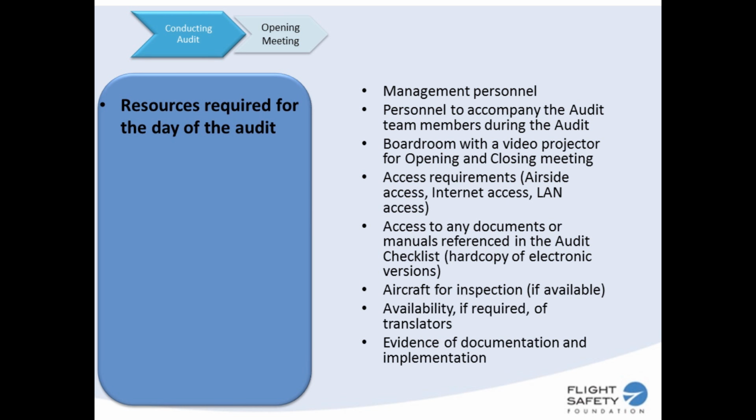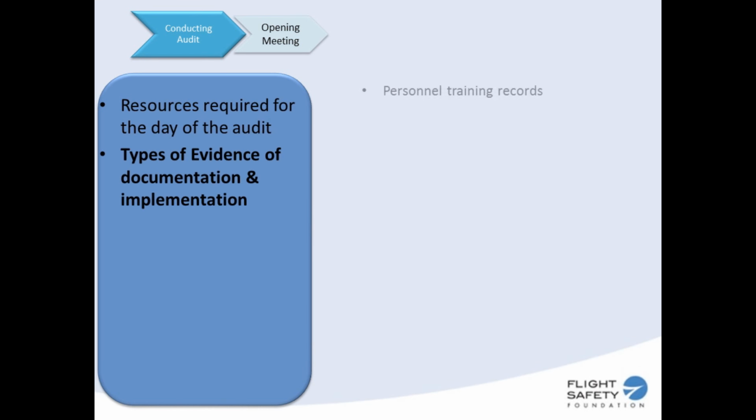Items such as internet access can greatly assist the auditor's job. Do you have access to any and all documents and manuals that have been referenced in the audit checklist? Confirm if there's an aircraft available for inspection and if there's any need for translators. You should also gather any and all evidence of implementation ready for the audit team.